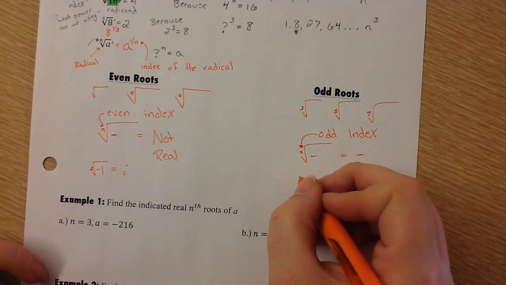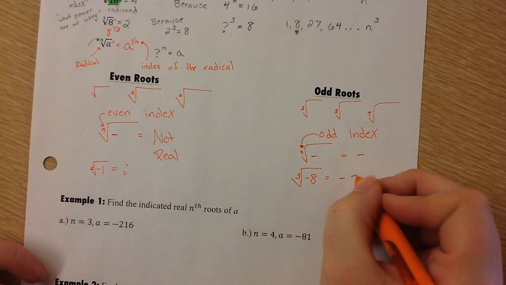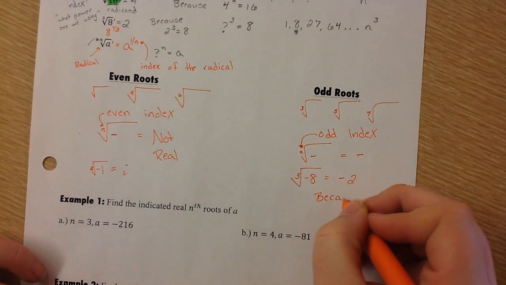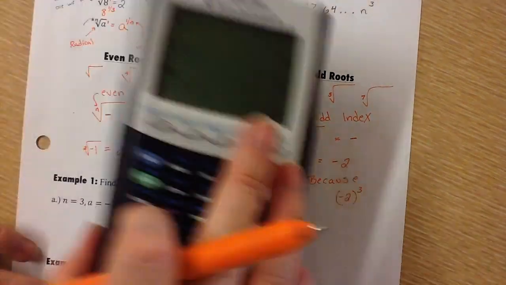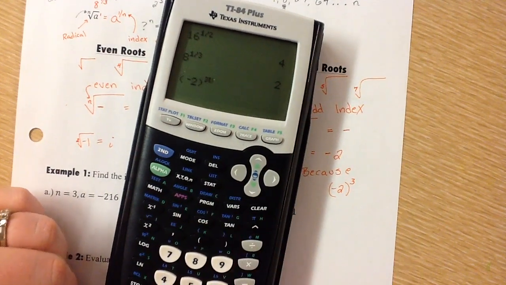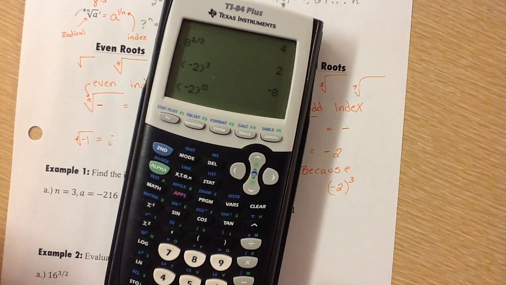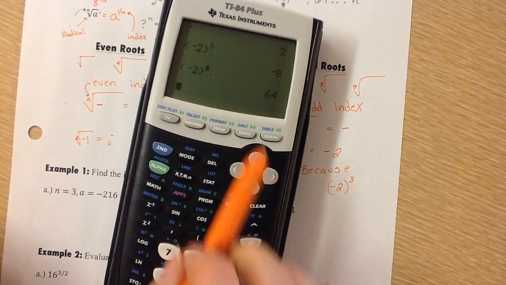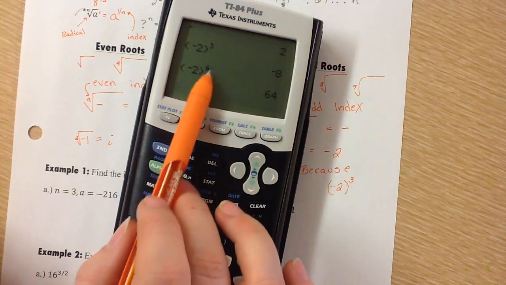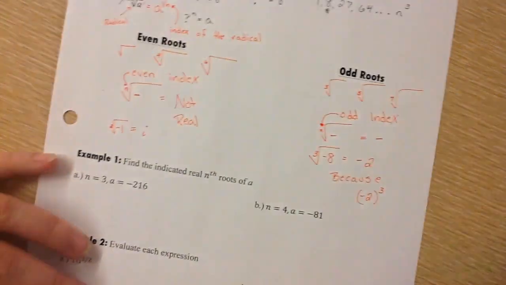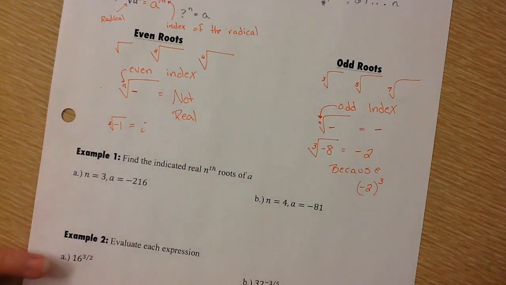So if I did the cube root of -8, that's just going to be -2, because (-2) to the third is -8. But -2 to any even power, let's go to the sixth, is going to be positive 64. There's no way I can take -2 to an even power and get a negative number. That's why the even index of a negative is not real.